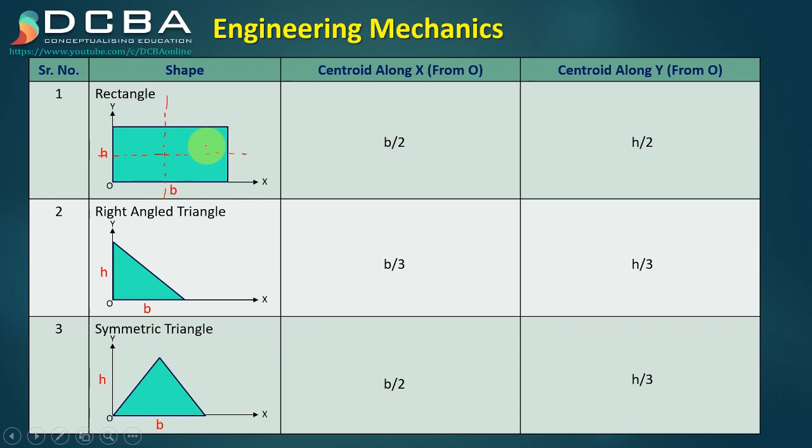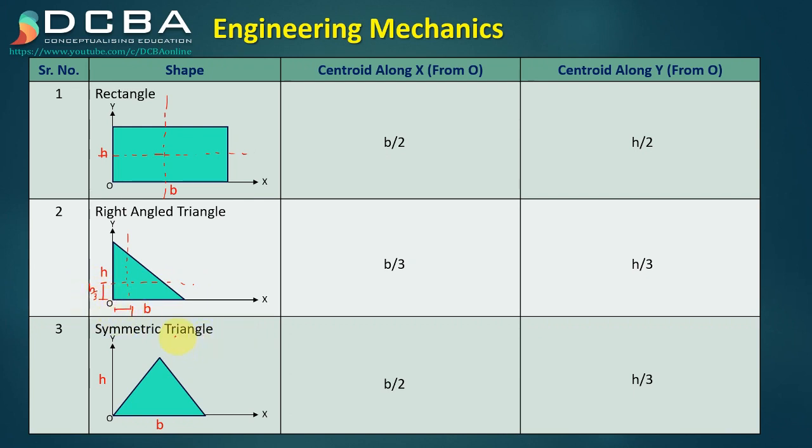Okay. Next, in the right angle triangle, if b is the width and h is the height, then the centroid will lie along the x direction at a distance of b by 3 from point O. So I can draw an axis at a distance of b by 3, and similarly along the height it will lie at a distance of h by 3. Okay, so this is h by 3 and this much distance is b by 3 from point O.